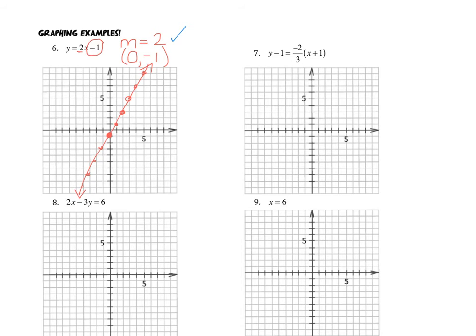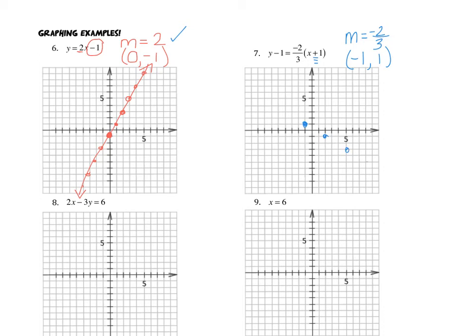Number 7, this is in point slope. My slope is negative 2/3. The point I'm going to graph, because this is a plus sign, that means your x value was negative to start. So I'll go to negative 1, 1, plot the slope of negative 2, 3. 1, 2, 1, 2, 3, 2.